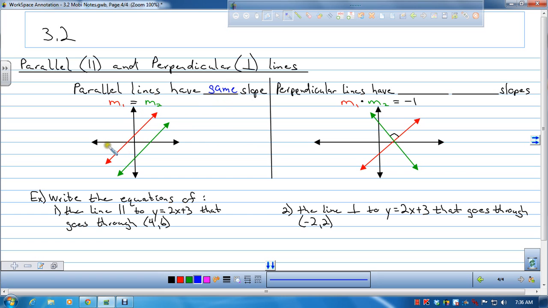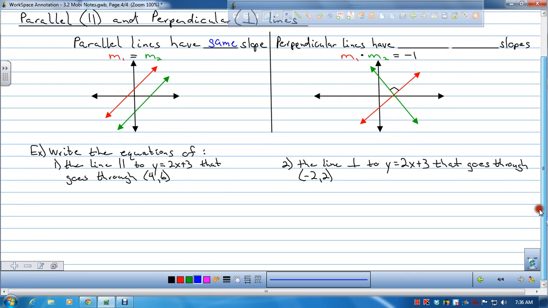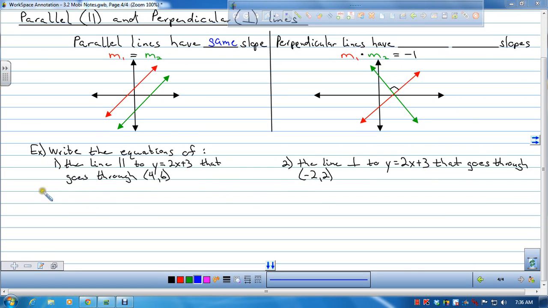The slope of the red line is equal to the slope of the green line. What that means, if things have the same slope, they will never intersect. Okay? These just keep going. They never get closer. They never get further apart. They never intersect.